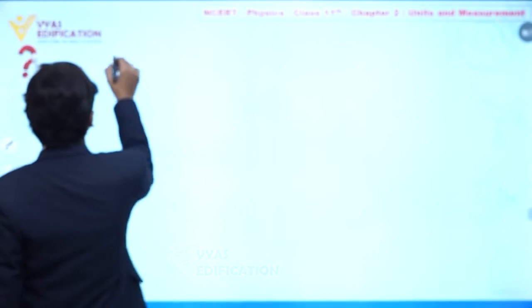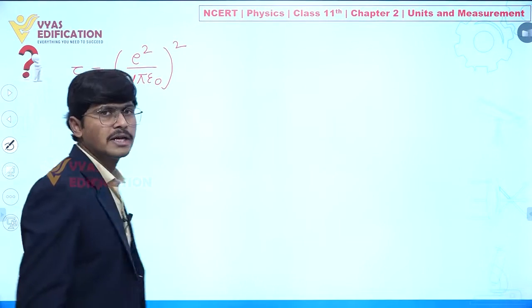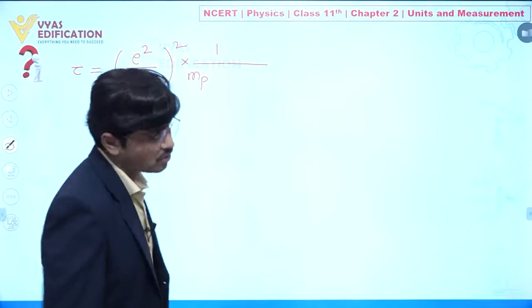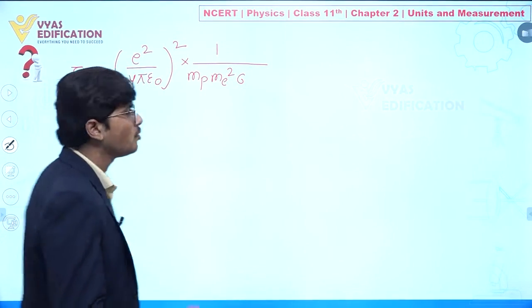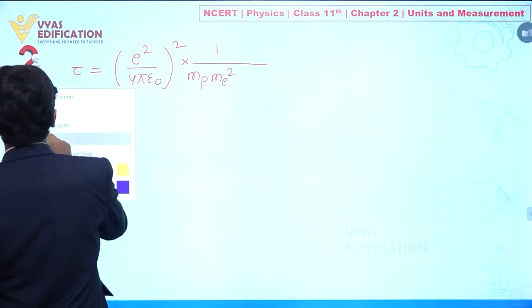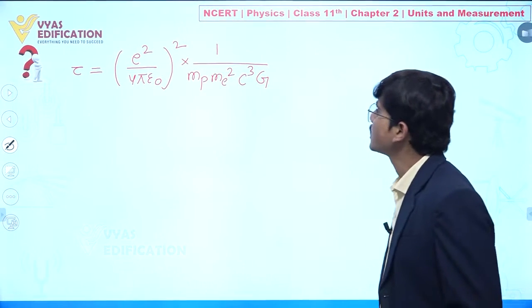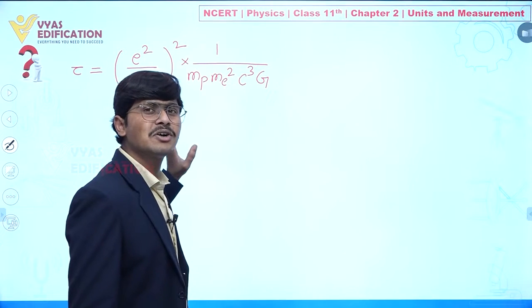If we use the hit and trial method directly, we arrive at the conclusion that a term tau, meaning time, is given by E square over 4 pi epsilon naught whole square, multiplied by 1 upon mass of proton, mass of electron square, C cube, and multiplied with capital G. Clear? By hit and trial method we find this expression. So from here can we find the dimension of the right hand side, equal to the dimension of tau? Yes or no?